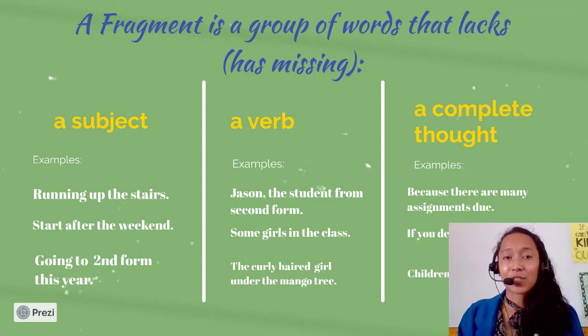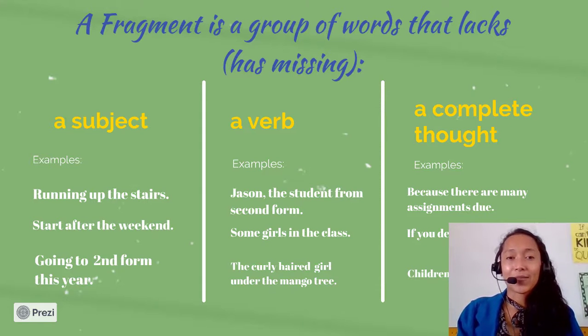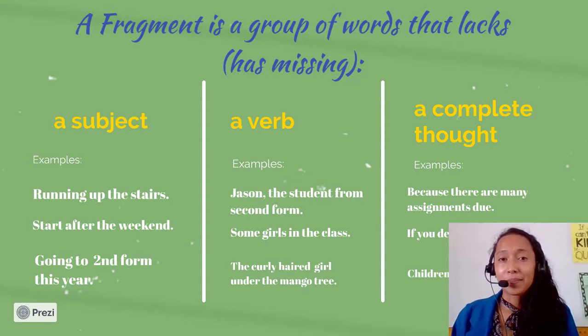And if we have a subject missing, that means that this is not a complete sentence. That means that it's something that's wrong, right? So think of fragments as errors, and errors because they have something missing. They have the subject missing, the verb missing, or a complete thought. And sometimes they have two things missing. But once they have one of them missing, it's already a fragment.